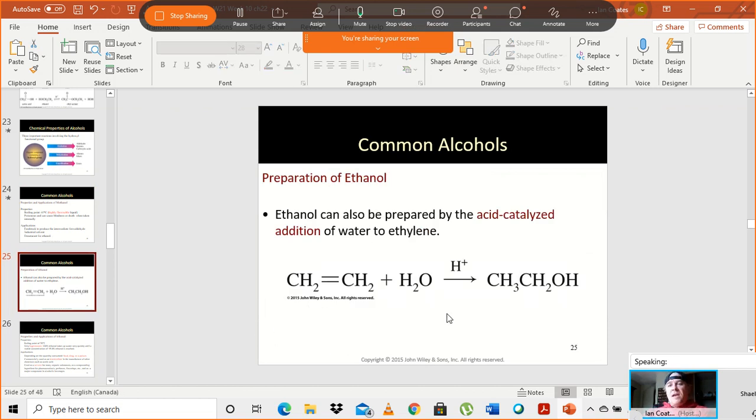Ethanol can be prepared. It's kind of the opposite of the dehydration process. Remember there, we had ethanol in an acid bath. It takes out a water, and we make a double bond. Well, we can make ethanol through this process right here.